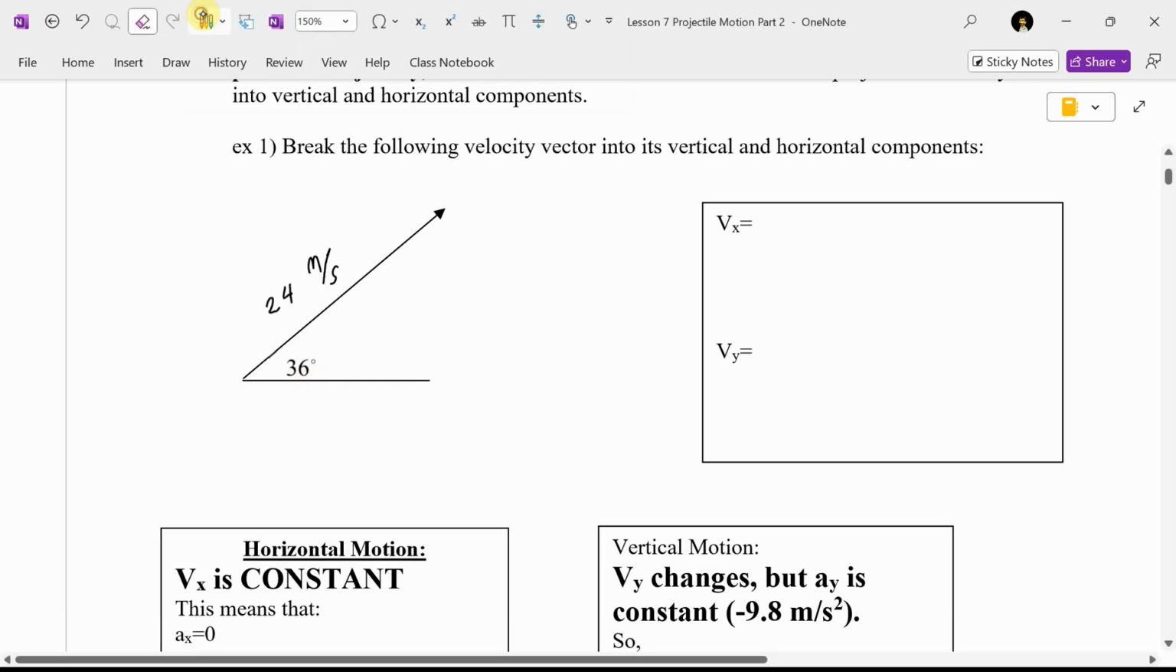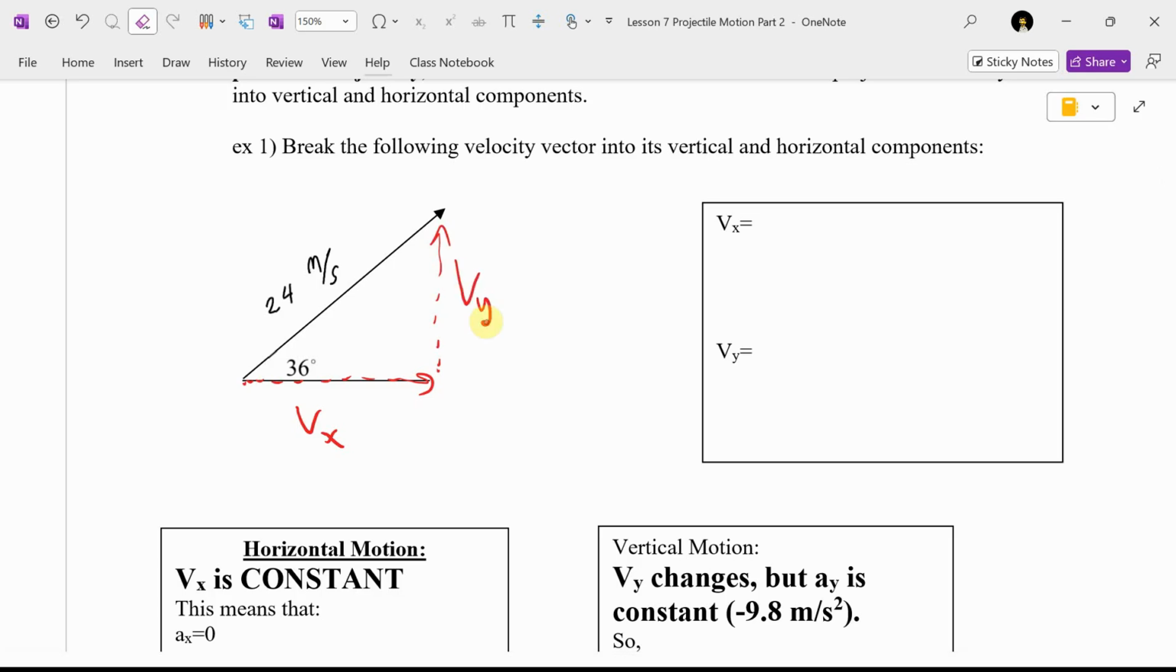So we would go like this. We would call this Vx. We would call this Vy. Y is my abbreviation for vertical, like on a graph. X is my abbreviation for horizontal. I would go color, color, color, color.